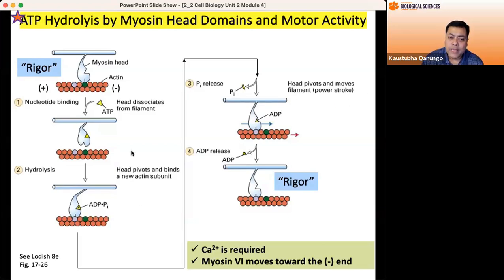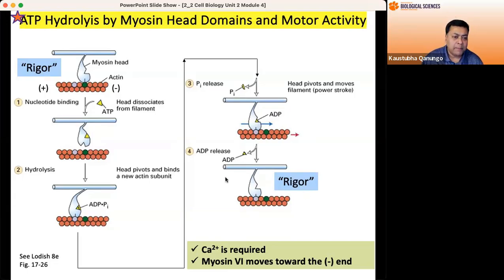So remember exactly when the power stroke happens. A lot of people say it happens when the hydrolysis of ATP happens. It is actually not that. The power stroke happens when the inorganic phosphate leaves. That is where the power stroke actually happens in that process. And see that ADP is still bound. And once the ADP is released, it goes into the rigor state.